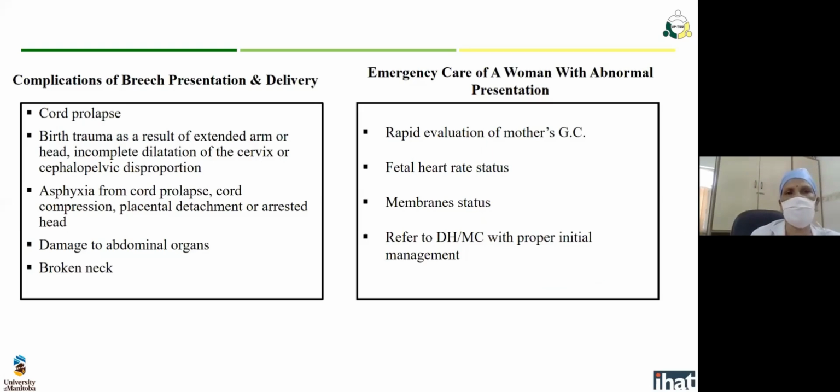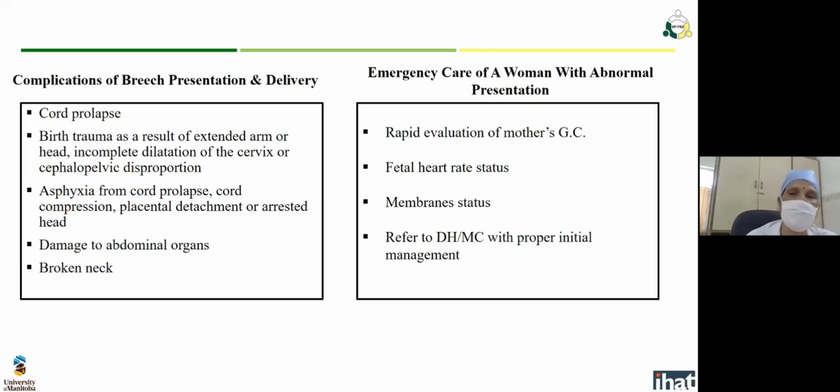The complication of breech presentation and delivery is the cord prolapse. So that's why early rupture of membranes should be avoided. It is most common in the incomplete breech, that is the footling presentation and knee, more than the frank breech and complete breech. Birth trauma is the result of extended arms.